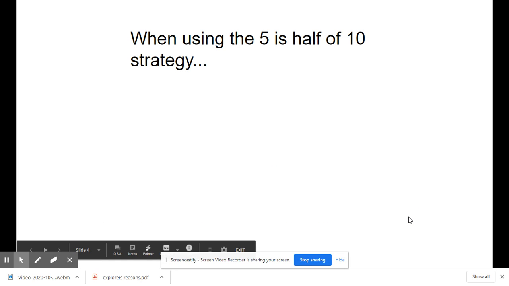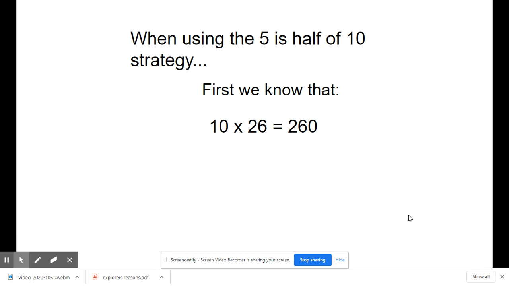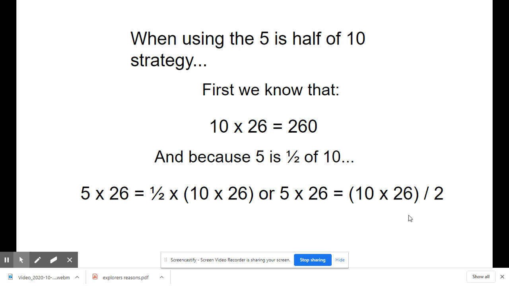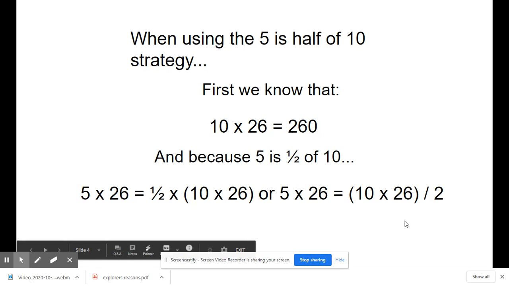When using the 5 is half of 10 strategy, first we know that 10 times 26 is 260. And because 5 is half of 10, 5 times 26 equals 1/2 times 10 times 26, or another way you could write that is 5 times 26 equals 10 times 26 divided by 2.